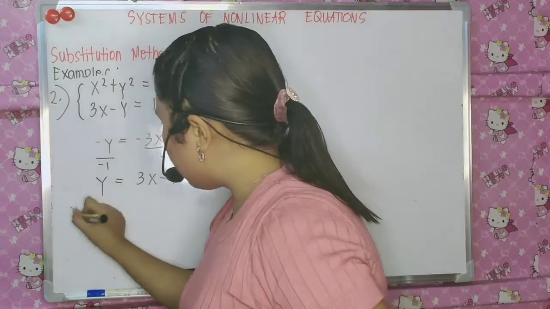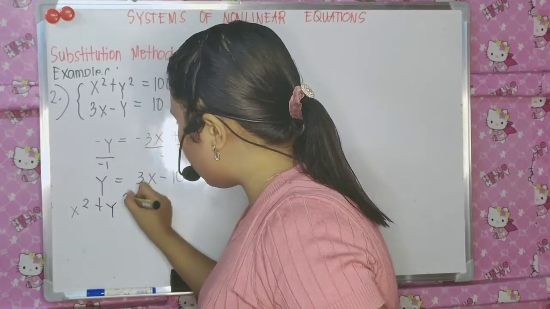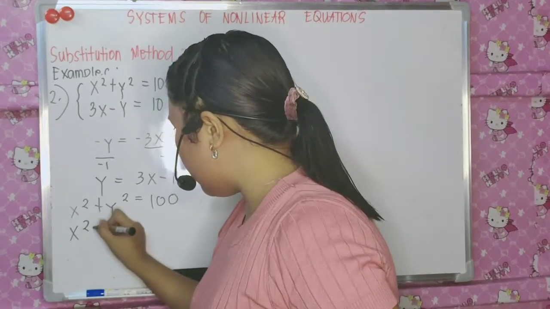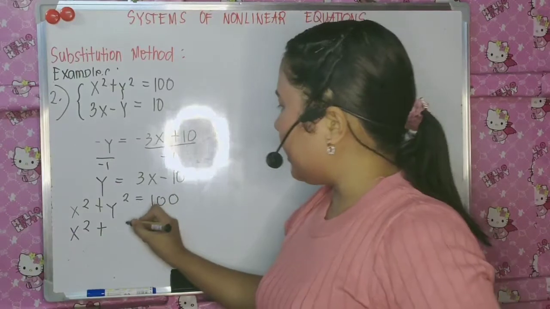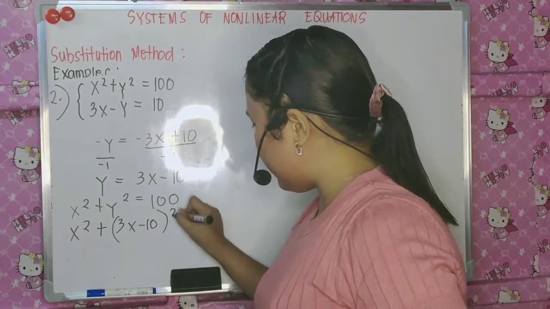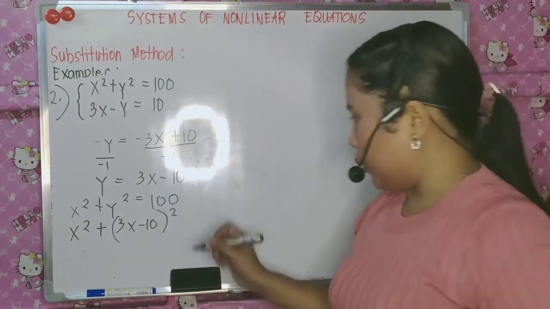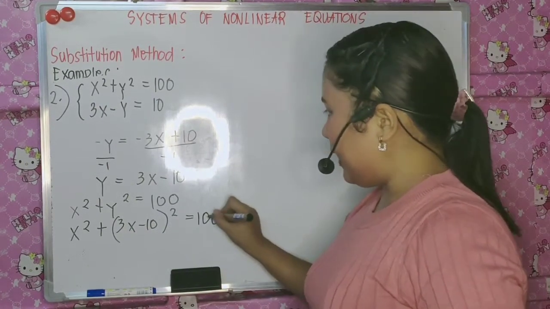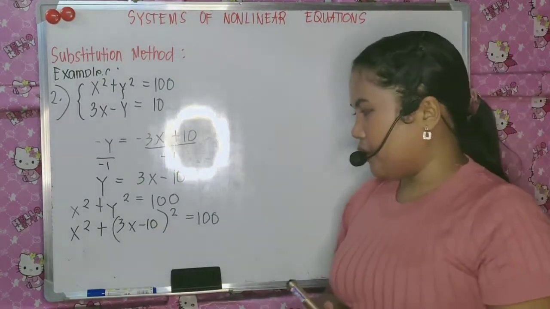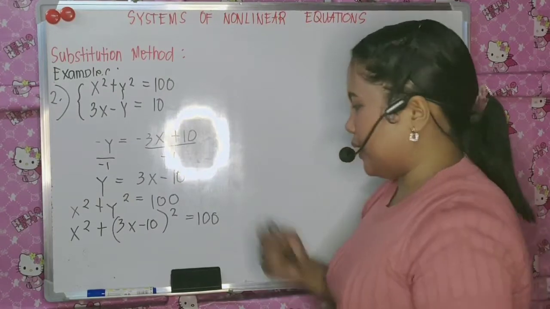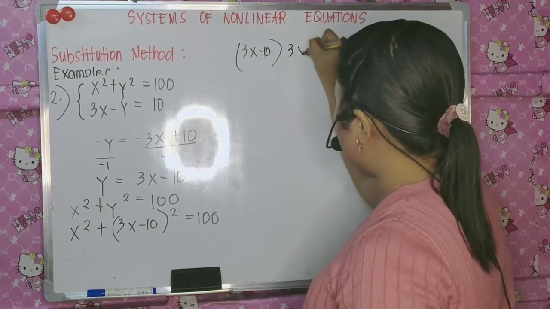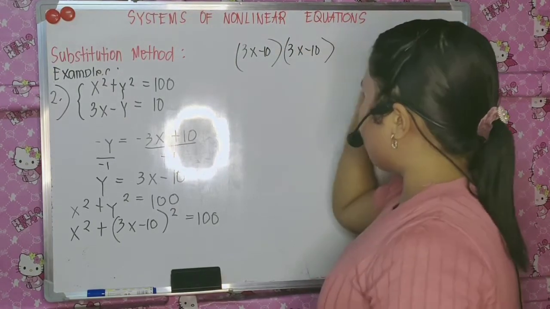So, x squared plus y squared equals 100. So, copy x squared, then yung y papalitan natin ng 3x minus 10. Then, don't forget to write the exponent 2. Then, equals 100. So, second step natin is FOIL method natin yung 3x minus 10. Okay, so kunin na natin yung FOIL method ng 3x minus 10 squared. So, 3x minus 10 times 3x minus 10. Okay, so FOIL method tayo.